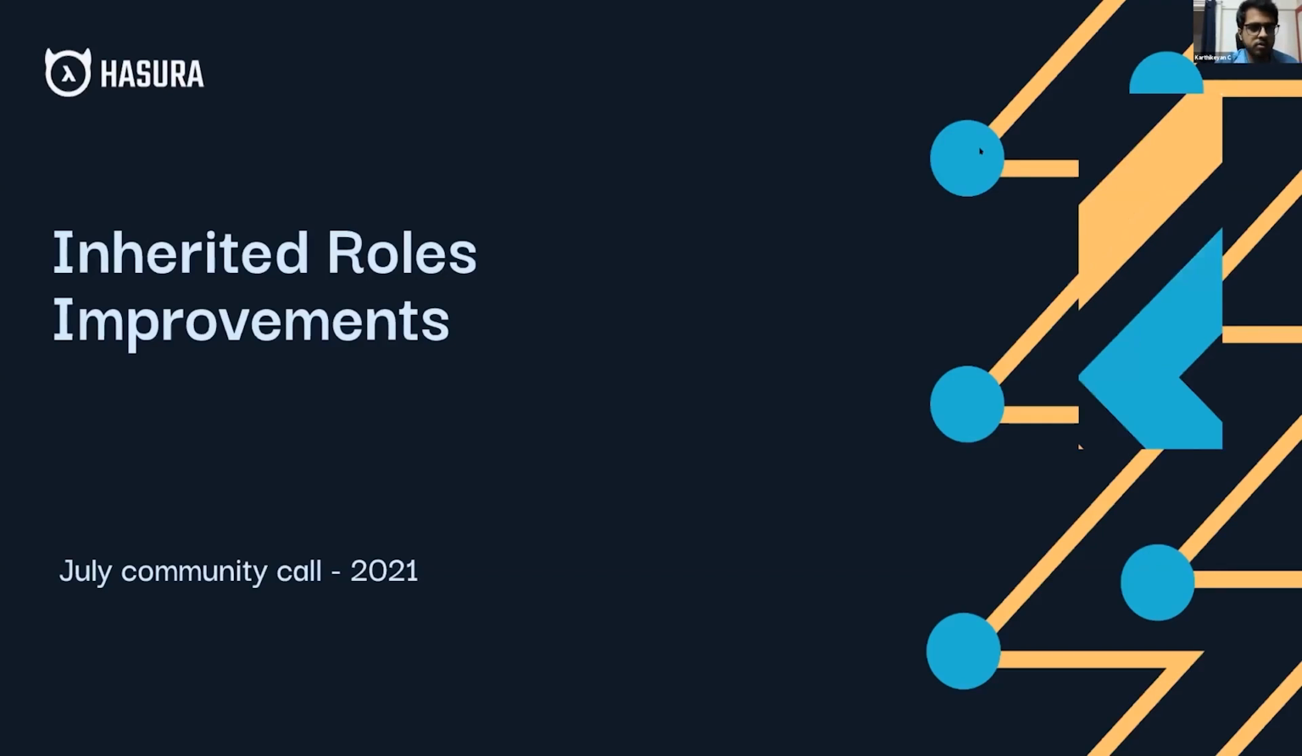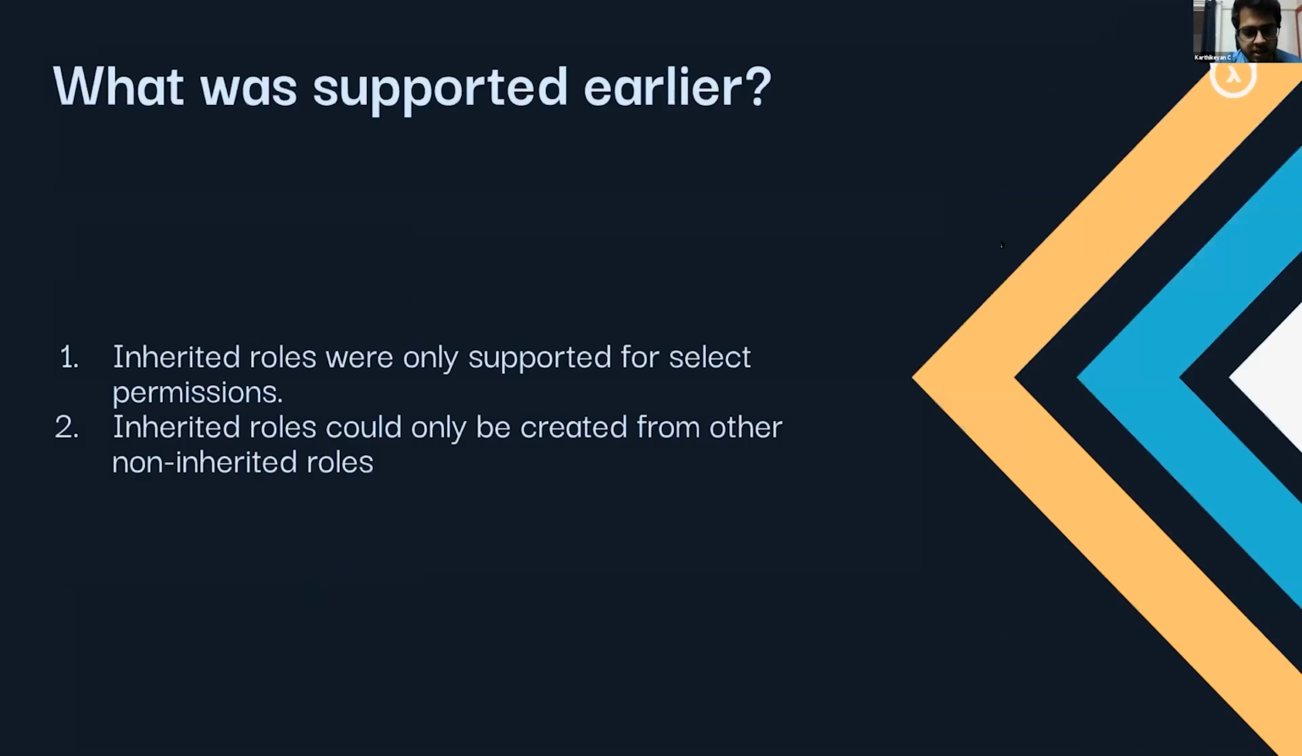Okay, so as users of inherited roles might know, inherited roles is currently only supported for select permissions, and you can't use it with mutations, remote schemas. Hasura supports a lot of types of permissions, but currently only select permissions are supported. And then we could create an inherited role only out of other non-inherited roles. So this was what we supported till now.